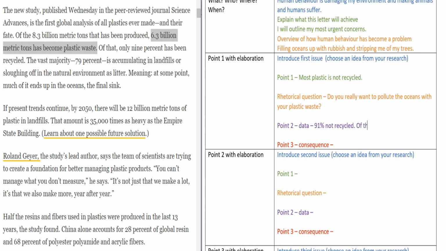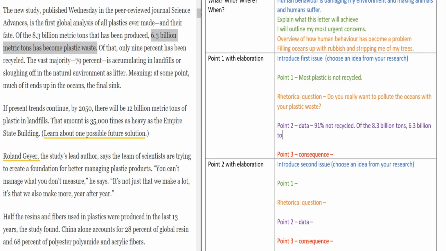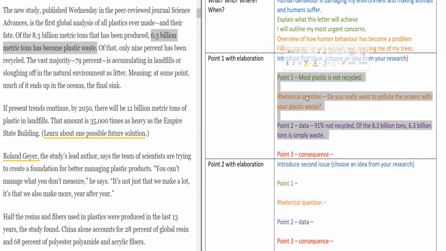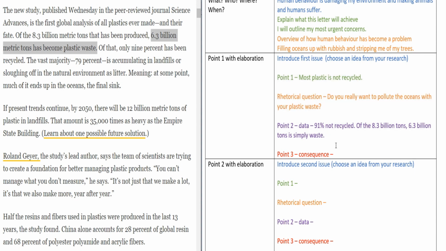Of the 8.3 billion tons, 6.3 billion tons is simply waste. It's not been recycled, it's out there, it's in our seas and our oceans, and it's doing damage. Now this consequence, that is to say what's going to happen if we don't change this. So there's my concerns that we expect our readers to do something about. If they don't, what is going to happen?